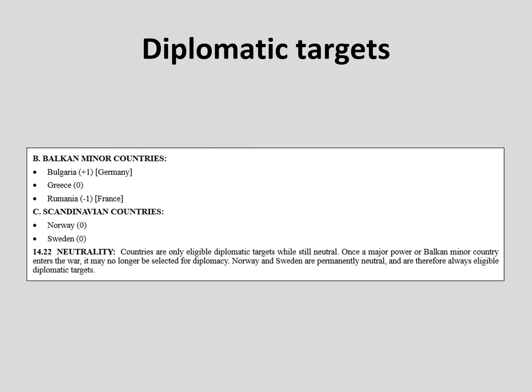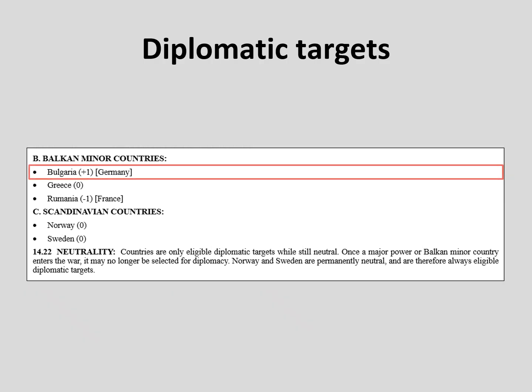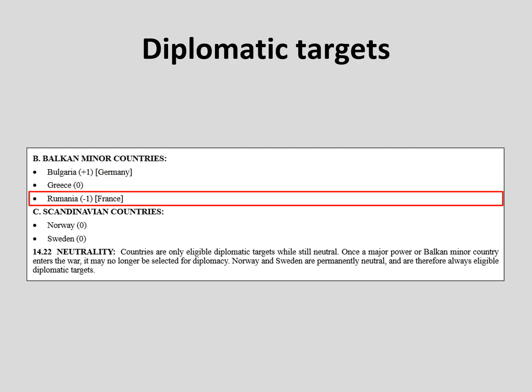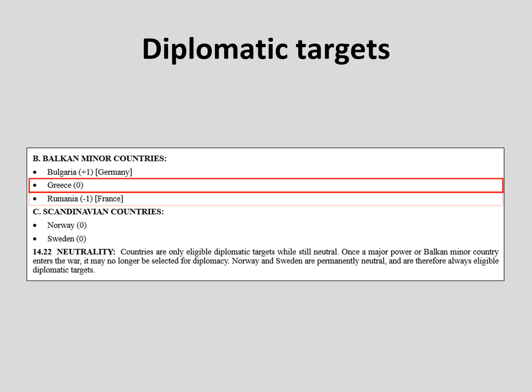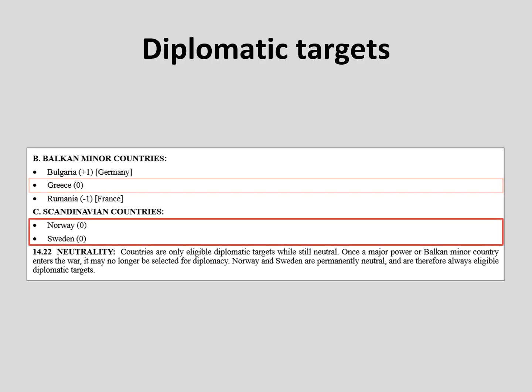For the Balkan minor countries, Bulgaria begins with a pro-Central Powers inherent modifier of +1 and 1 German flag. Romania begins with a pro-Allied inherent modifier of -1 and 1 French flag. Greece begins with no inherent modifier and no flag. The Scandinavian minor countries, Norway and Sweden, begin with no inherent modifiers and no flags.